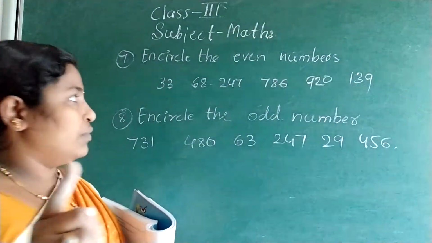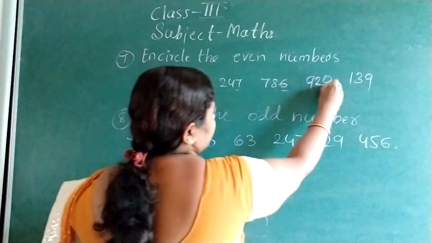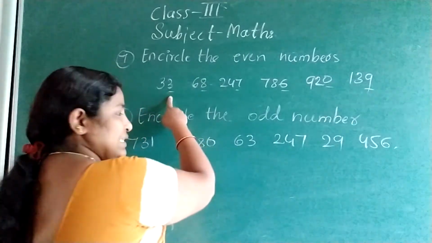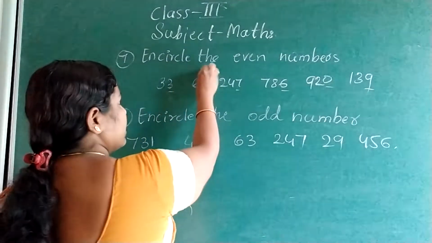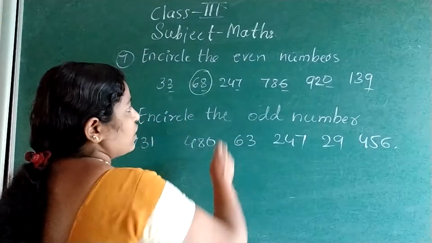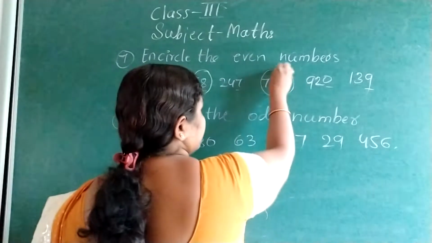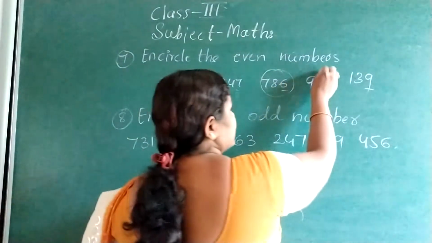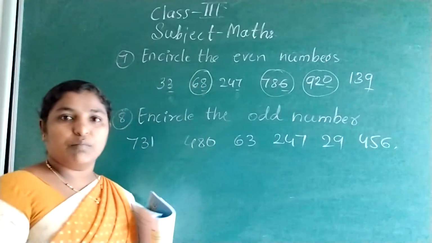Encircle the even numbers. Just check the ones places. 3, is it even? No. 8, is this even? Yes, this is even. 7, is this even? No. 6, yes, this is even. And 0 is also even. 9 is not an even number.